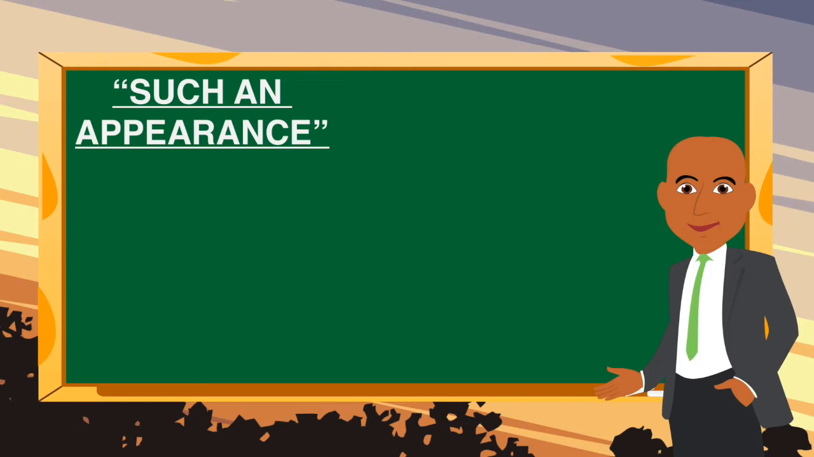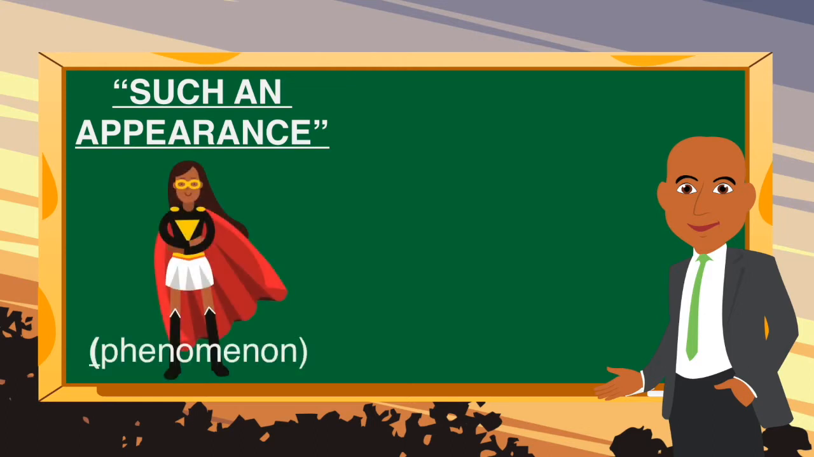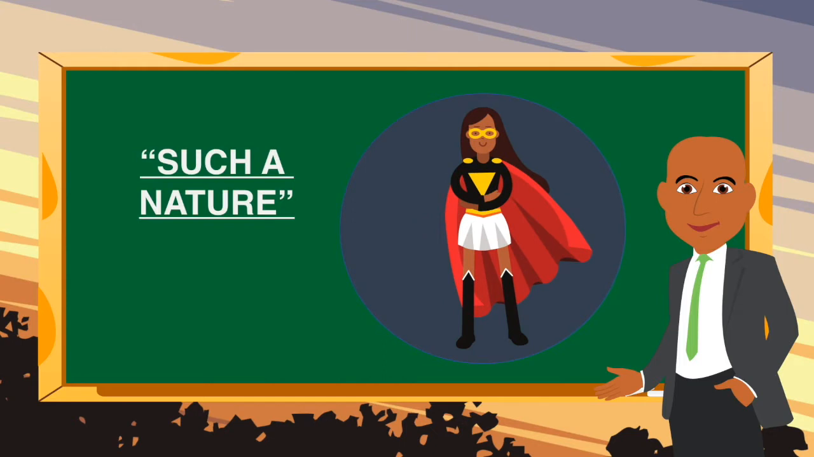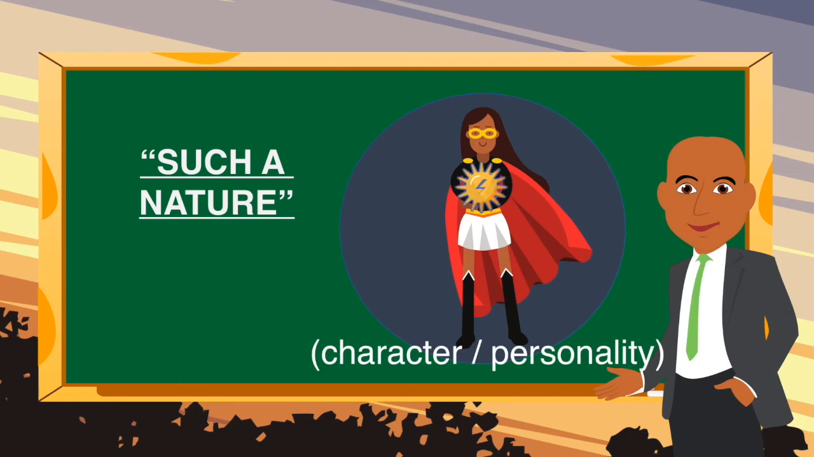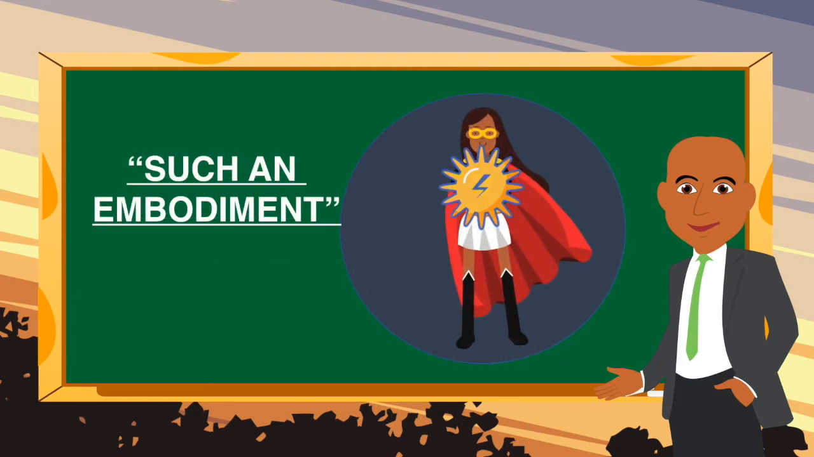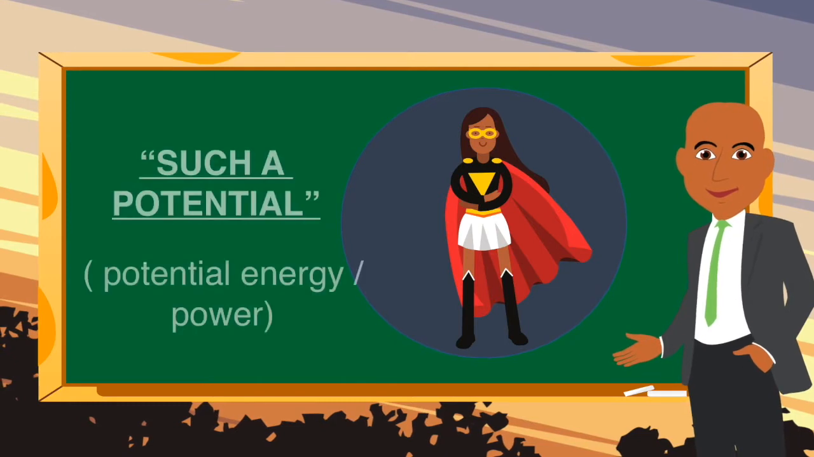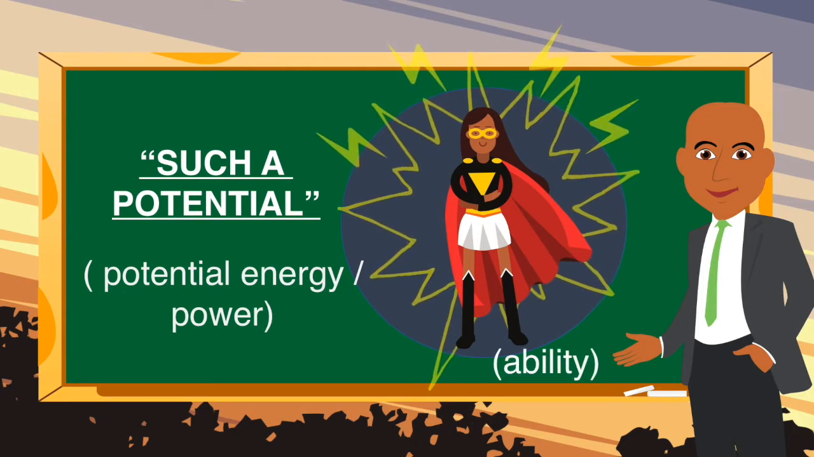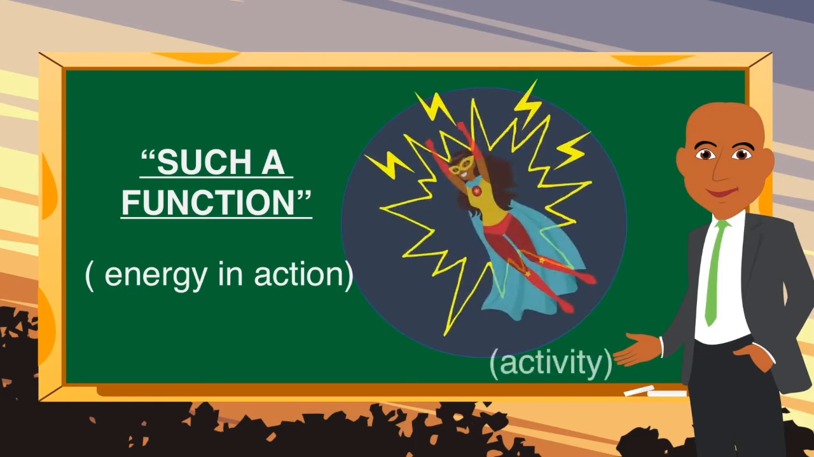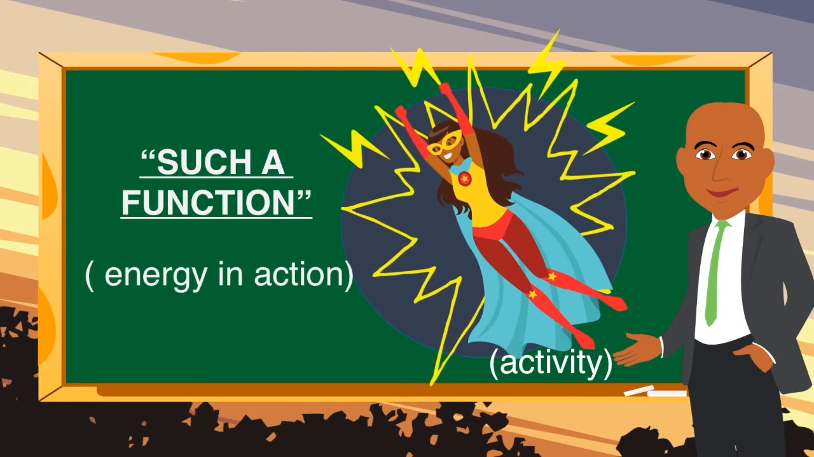Such an appearance. The existence of all things invariably has an appearance, as perceived by the 6 senses, that is, 5 senses plus the mind. Such a nature. That which has appearance invariably has a nature or intangible qualities. Such an embodiment. That which has a nature invariably has an embodiment or entity. Such a potential. That which has an embodiment invariably has potential energy, power, or ability. Such a function. When it has potential, it invariably produces function, energy in action, or activity.